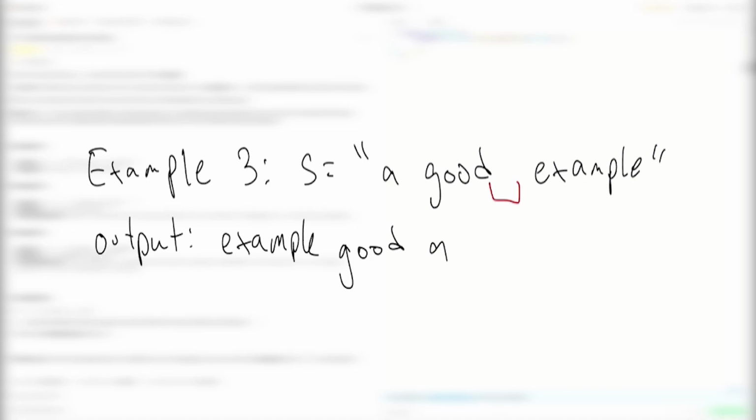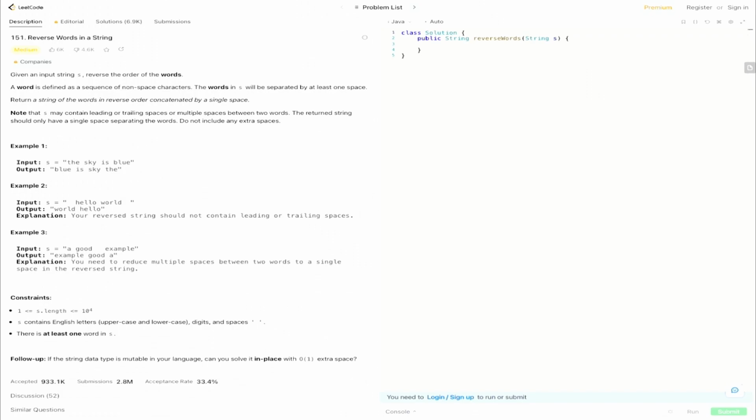So let's go ahead and take a look at the constraints before hopping into our example walkthrough. The constraints for this one are relatively simple. The first one says 1 is less than or equal to s.length is less than or equal to 10 to the 4. This just means that the length of the string is between 1 and 10,000. So again, these are pretty small numbers, pretty arbitrary, so there's nothing we really need to worry about here.